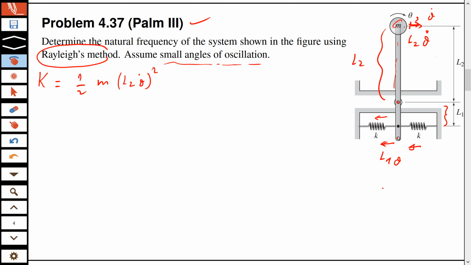Now, as far as the energy is concerned, it doesn't matter whether you compress a spring or expand a spring, the energy will still be half k deflection squared. And because there is no effect of gravity here, we'll simply say half k L1 theta squared. Both springs will have the same term regardless of minus and plus, because the square will make them positive, so it's effectively 2k, because there are two springs.